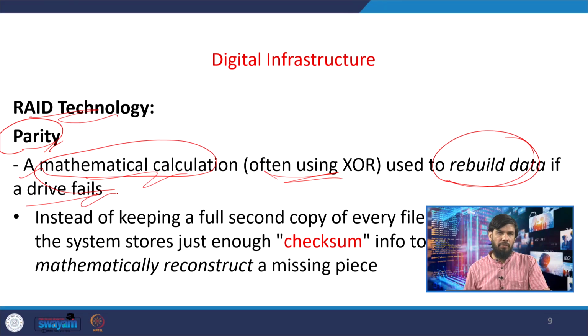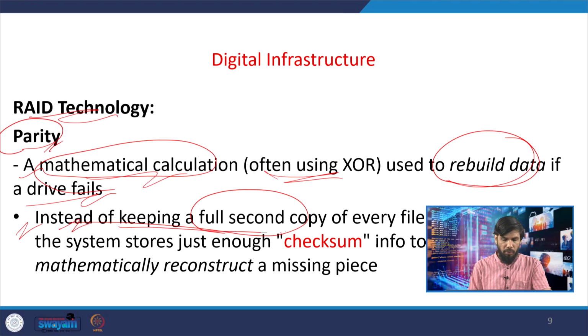So, in case a drive fails, will we be able to rebuild the data? There is a mathematical procedure involving XOR that is used. Instead of keeping a full second copy, because keeping a full second copy for all data is going to be very expensive. Essentially, you would be doubling the storage that is needed, right.